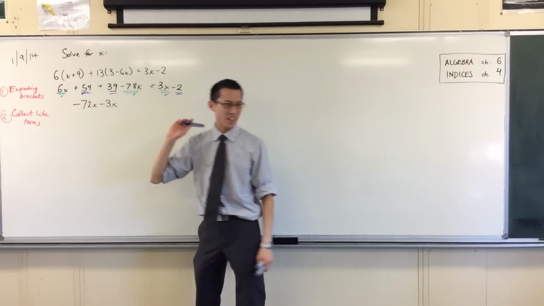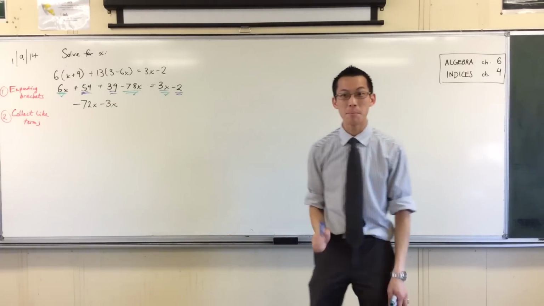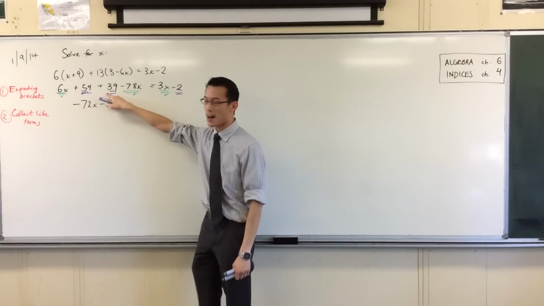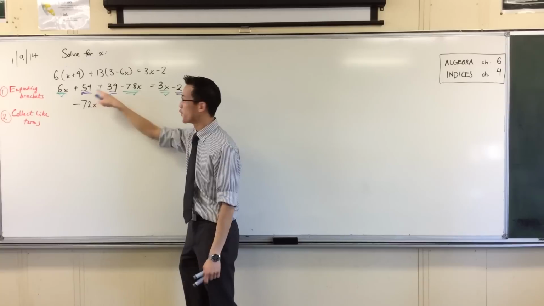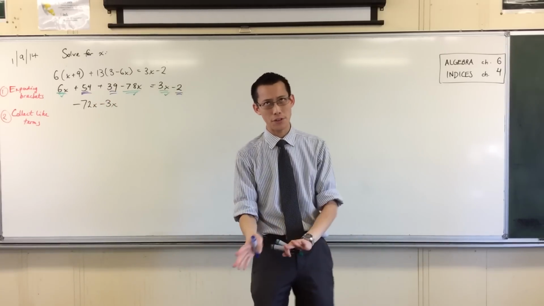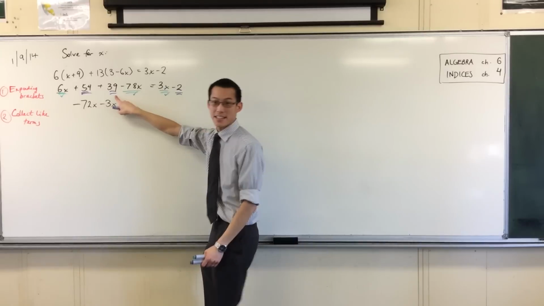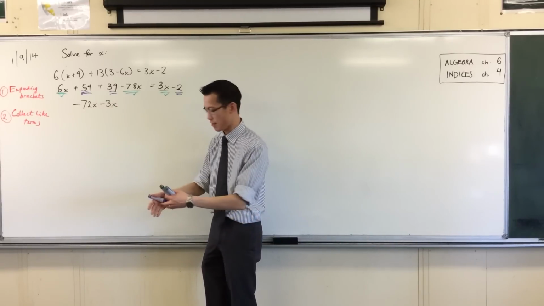Now 54 plus 39, that's a big number, okay? But there are things you can do to make it easier, right? 54 plus 39 is hard, but 54 plus 40, that's not so hard. 54 plus 40 is going to be 94. But this is one less, okay? So it'll be 93.